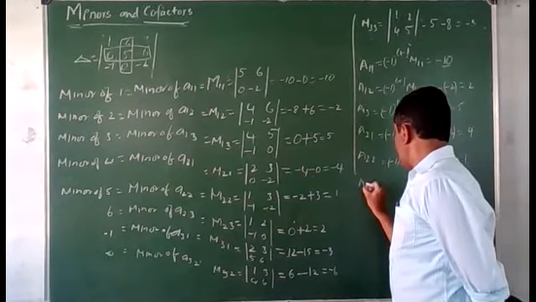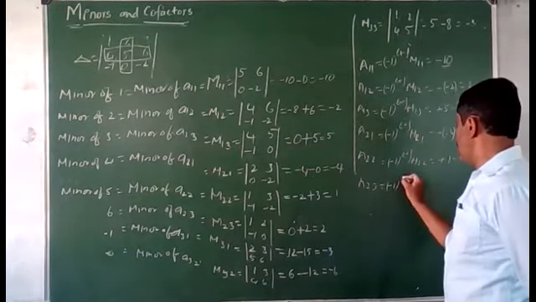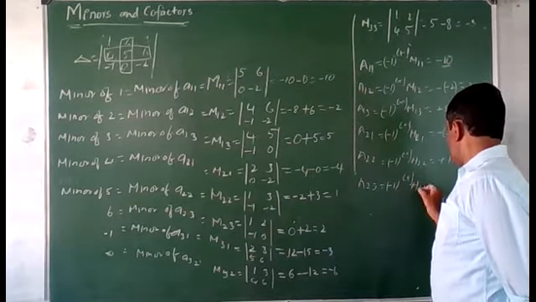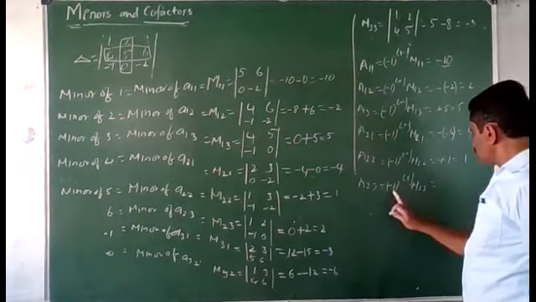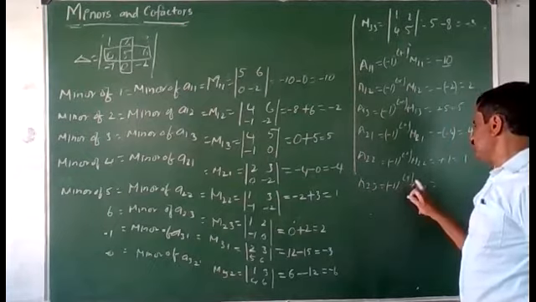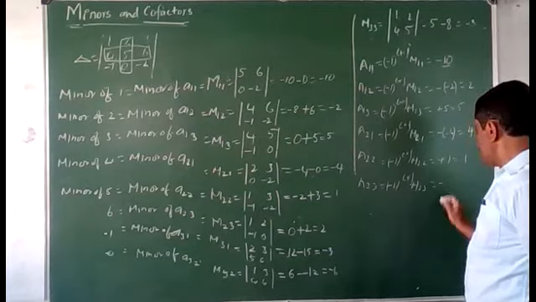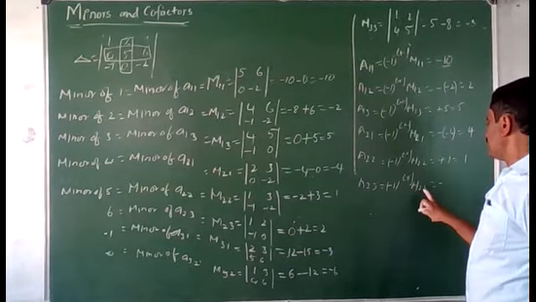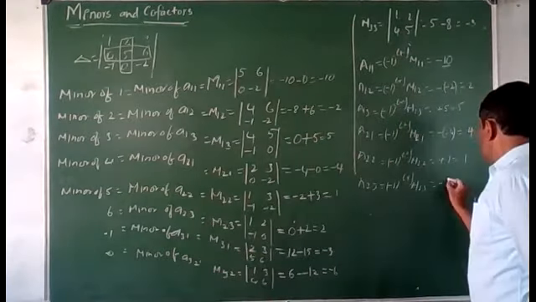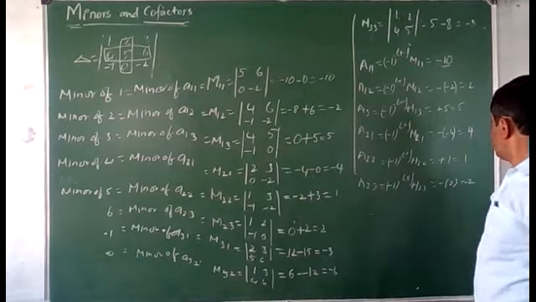Again, cofactor of A23 is equal to minus 1 whole to the power of i plus j into M23. That is minus 1 whole to the power of 2 plus 3, that is 5. Minus 1 whole to the power of 5 is minus 1, that is minus into M23. What is M23? We have that as 2. So minus 1 into 2 is minus 2.